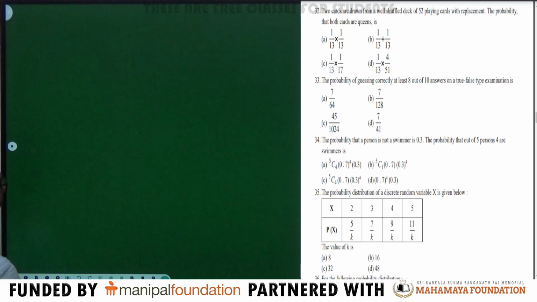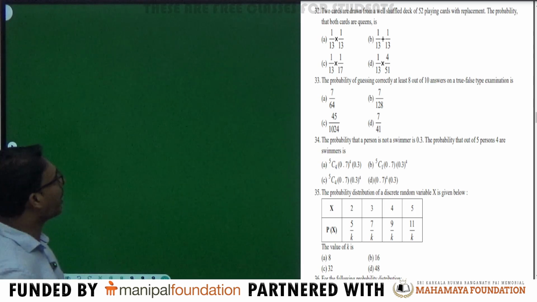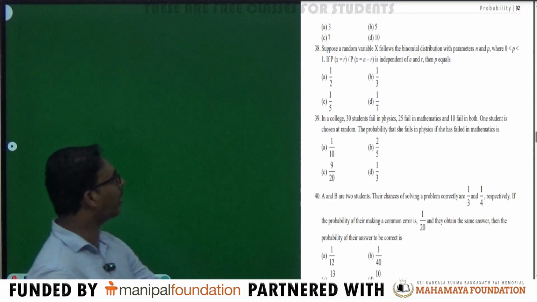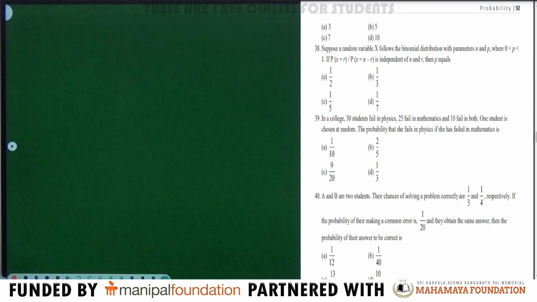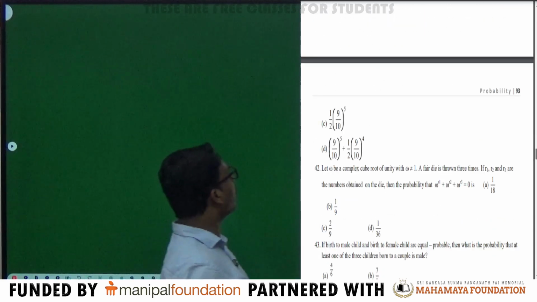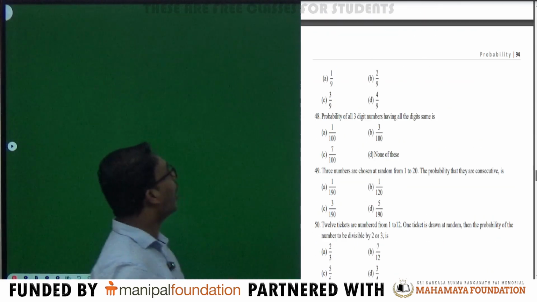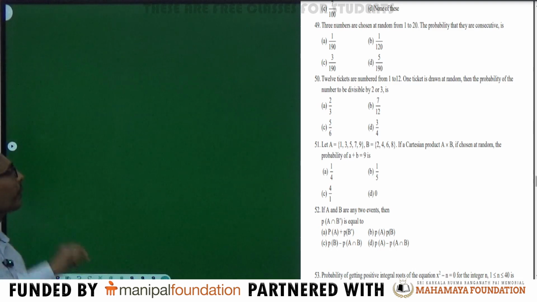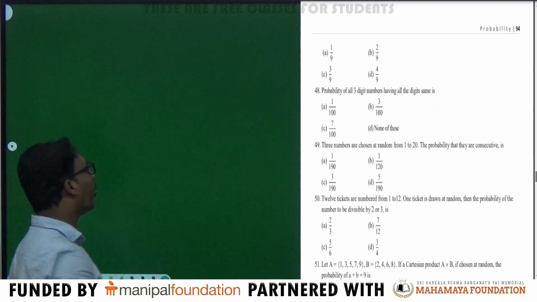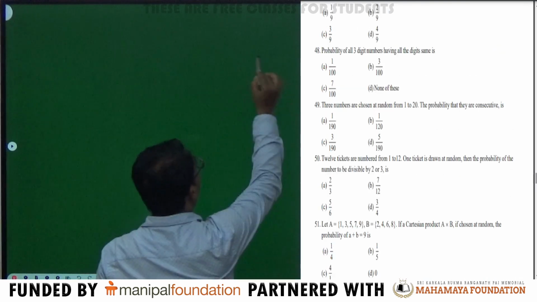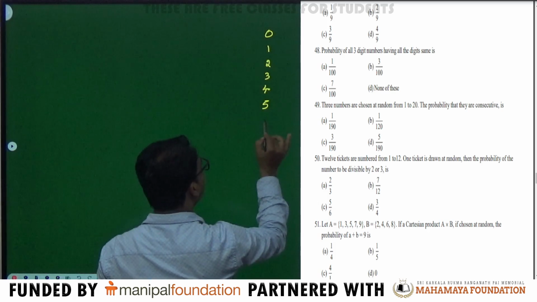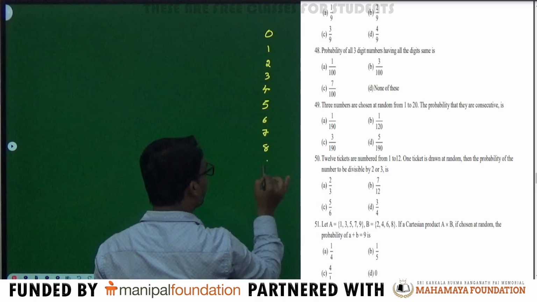Next, move on to the next problem. Question number 48. The probability of all three digit numbers having all the digits the same is. So, we have to find the probability of all 3 digit numbers having all the digits the same. To form a number of any number of digits, we have to use the digits 0, 1, 2, 3, 4, 5, 6, 7, 8 and 9.